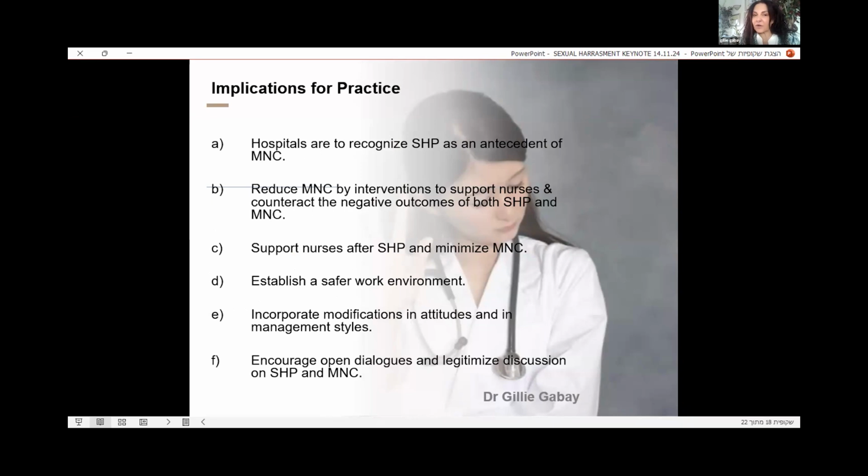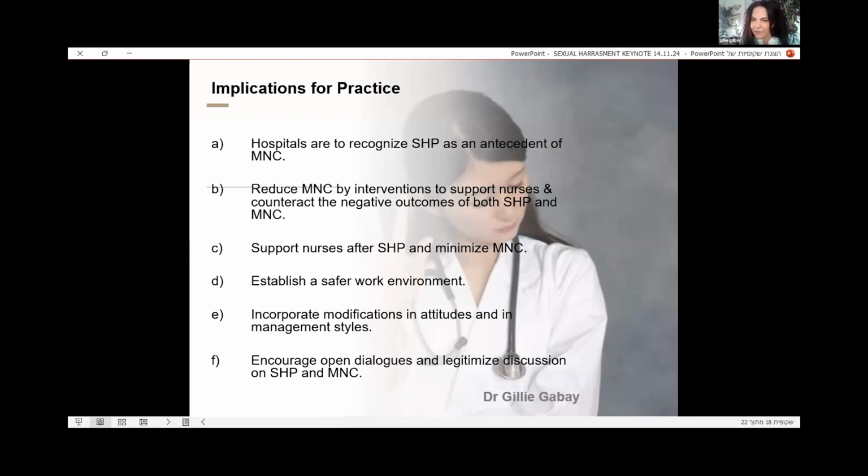Practice implications for hospitals. Hospitals must recognize sexual harassment, although it's difficult to speak about it, it's elusive, it's very sensitive, but they must recognize it as an antecedent of missed nursing care. They must reduce missed nursing care that results from sexual harassment by interventions to support nurses and counteract the negative outcomes of sexual harassment and missed nursing care.